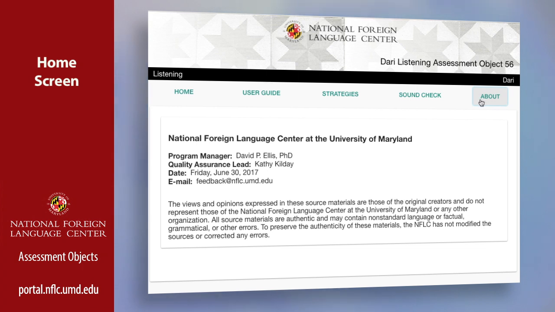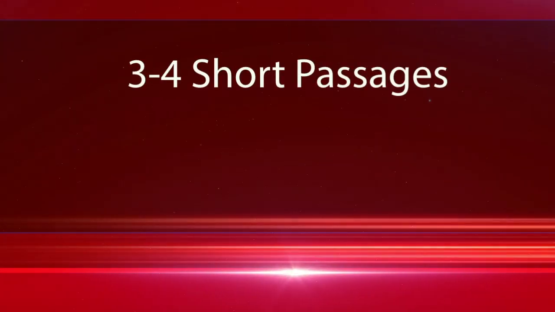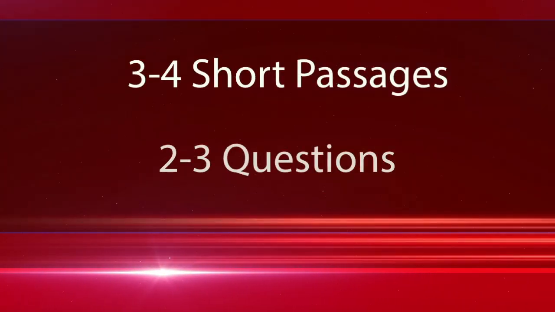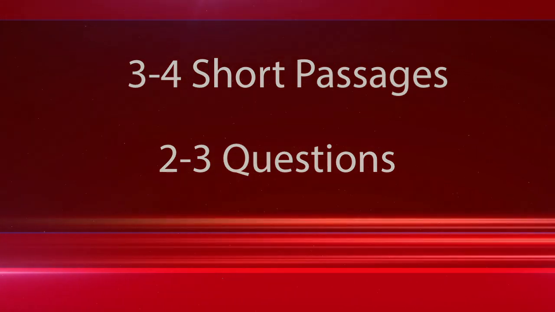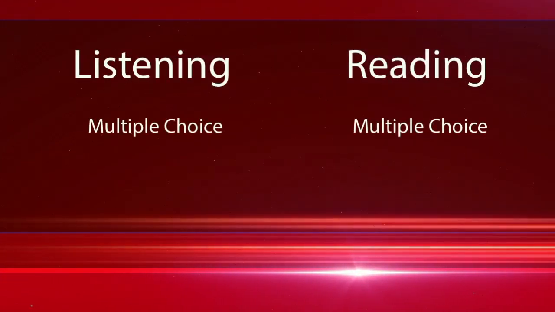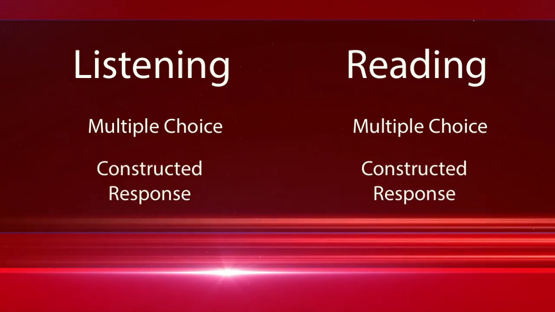The About screen presents the quality control information for this AO. This information is also available on the source screen for each passage, accessible in the feedback section at the end of the AO. Each AO consists of 3 or 4 short passages and 2 to 3 questions per passage. Passages used in AOs are either listened to or read. Answers take the form of multiple choice or short written constructed responses.